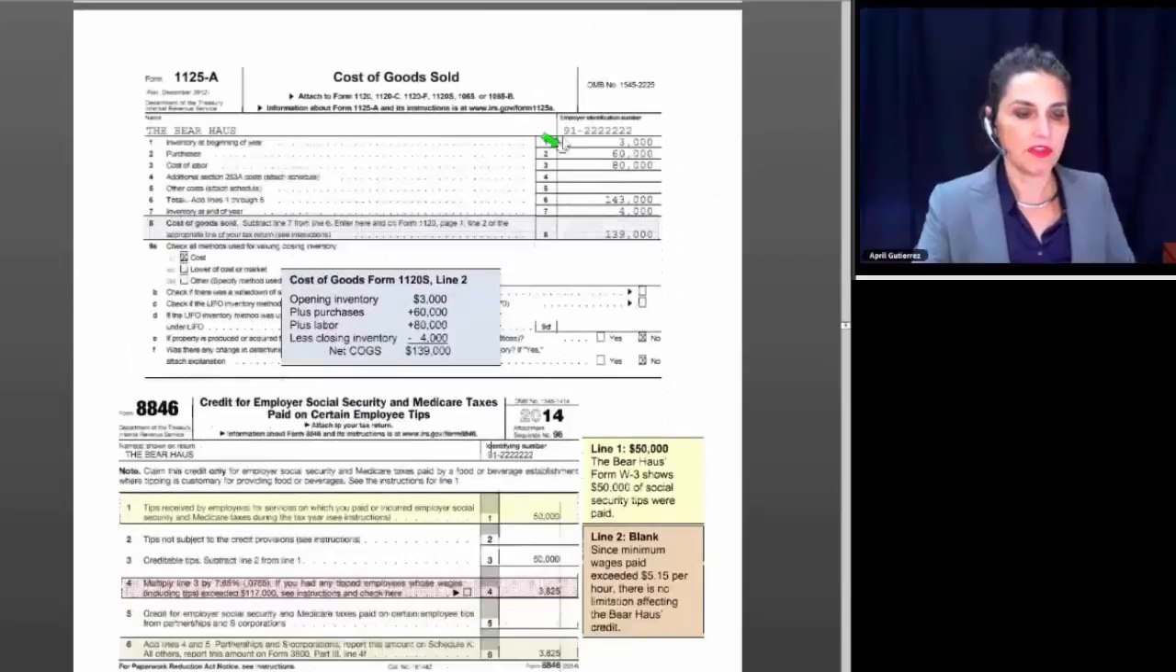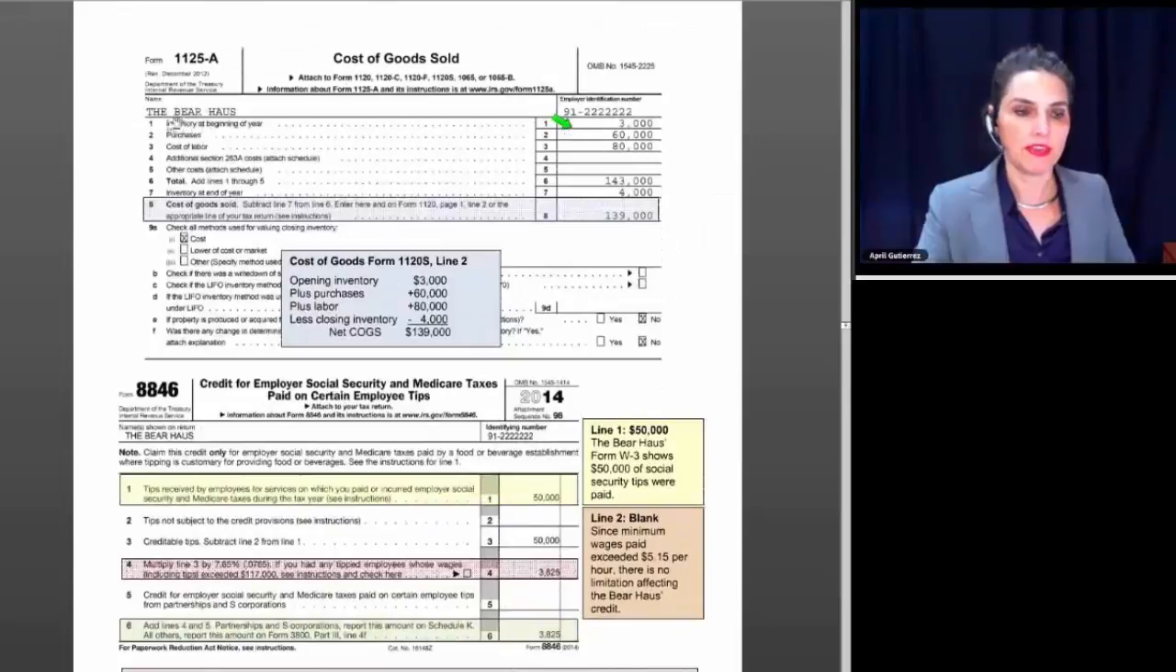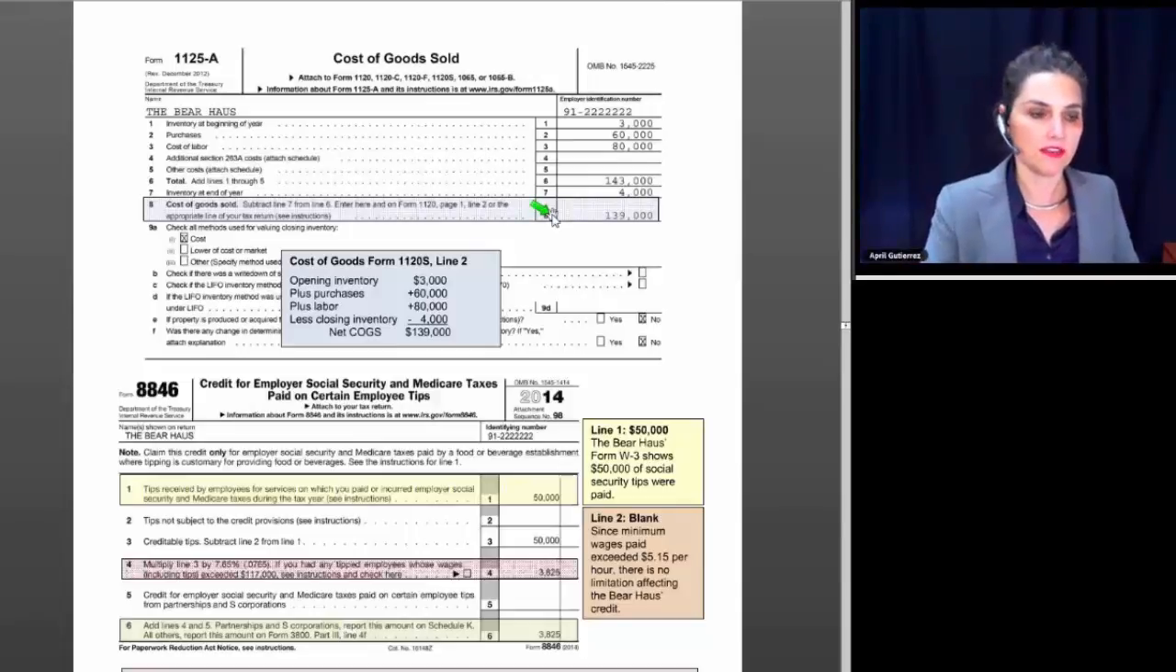And then we move on to Form 1125A, which is where we figure the cost of goods sold. We have the opening inventory, we have the purchases, we have the cost of labor, we have the closing inventory, and that's where we ended up with an inventory expense of $139,000, which we then carried over and entered on line 2 on page 1 of the form.